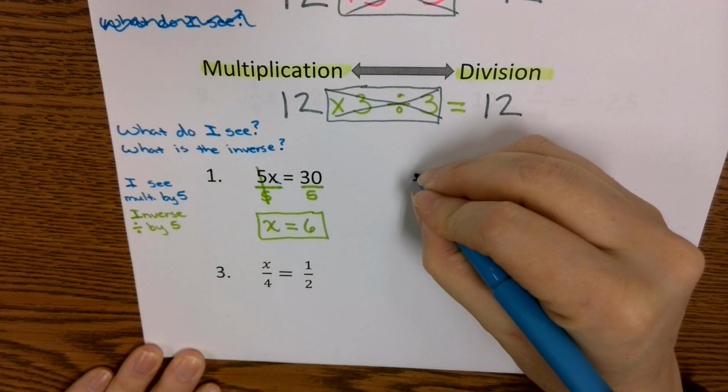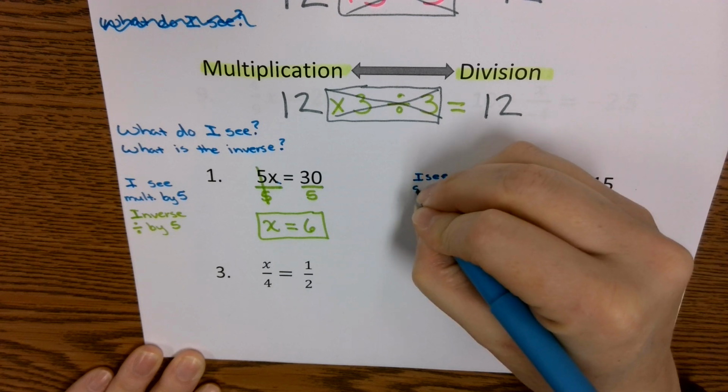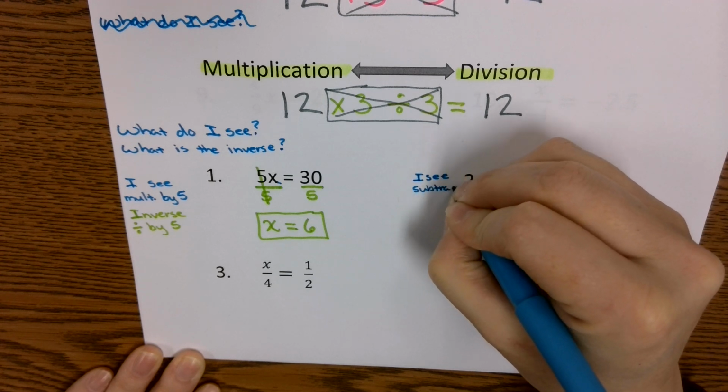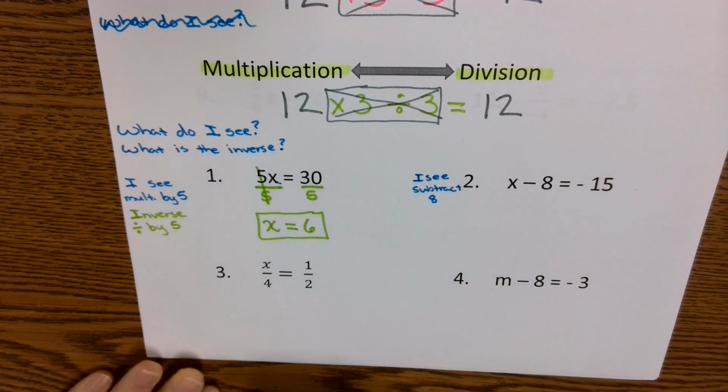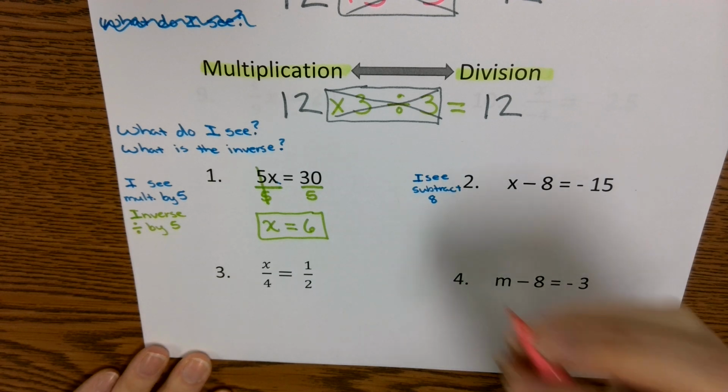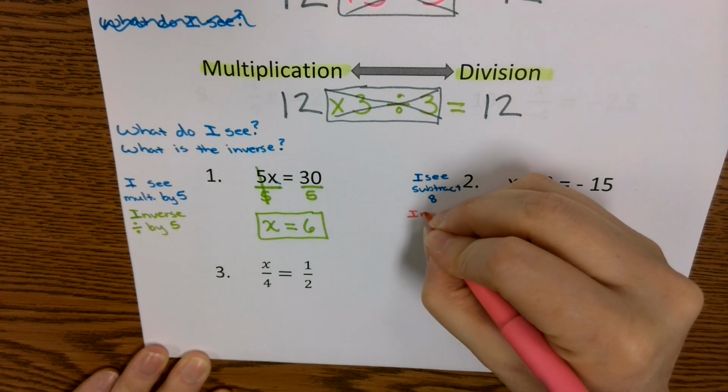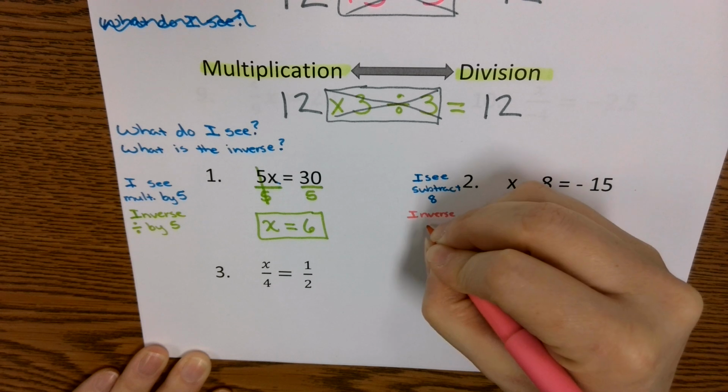So I see that I am subtracting 8. I see subtraction of an 8. So what is going to be the inverse of subtracting 8? Adding 8. Okay, so my inverse in this case is to add 8.